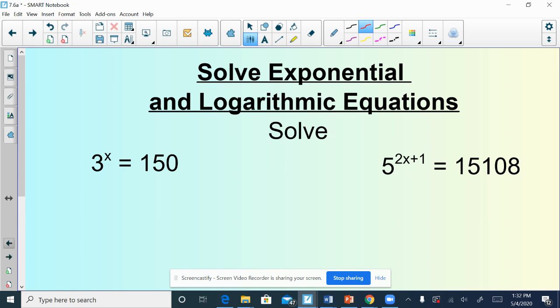I'm going to skip both of these. I think you guys get these. This one, we would do log base 3, right, because that undoes 3 to the power. If I do it to one side, I would have to do it to the other. I guess I'm doing this anyway. Log base 3 of 3 to the power is x.